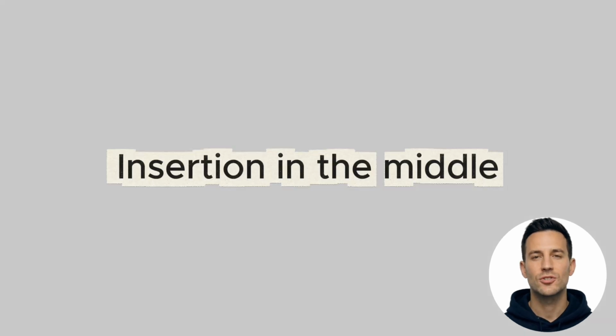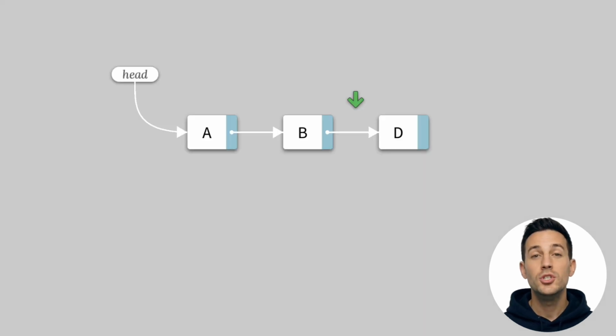But we don't always insert at the beginning. Sometimes we need to add a node somewhere in the middle. Let's see how that works. Say we want to insert a new node right after node B. To insert after node B, we first need to find it. We use a marker called pred, short for predecessor, because this node will come right before our new one.